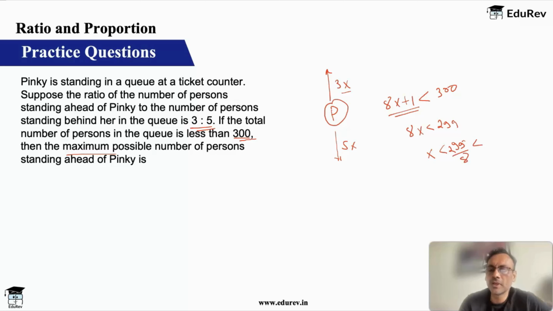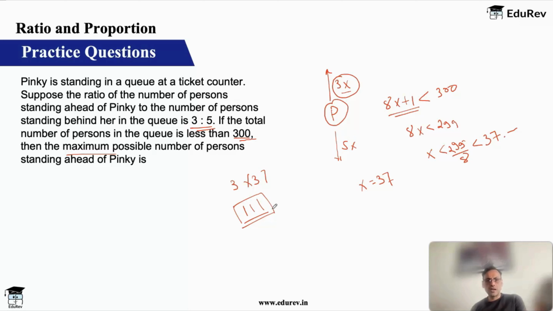Which will be, you have 3 times 24, then you have 59, so 8 times 40, 48, 56, 7 times you will have 56, and then point something. Point I can ignore. That means I can take x to be 37, which is the maximum possible value. So the number of people standing ahead of Pinky is 3x, which is 3 into 37, which is 111. So this is the answer. Maximum number of people standing ahead of Pinky is 111.